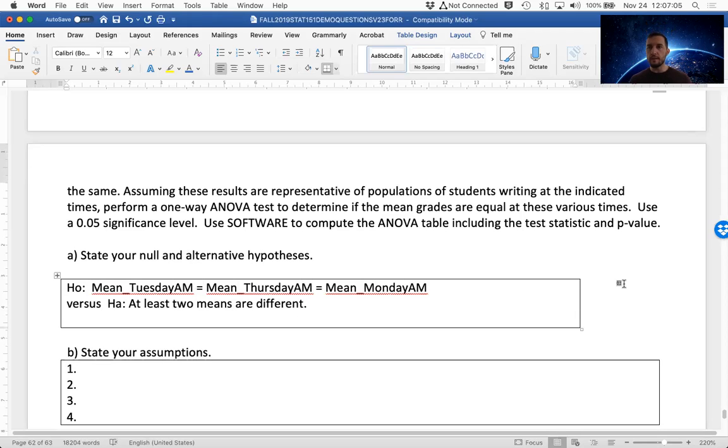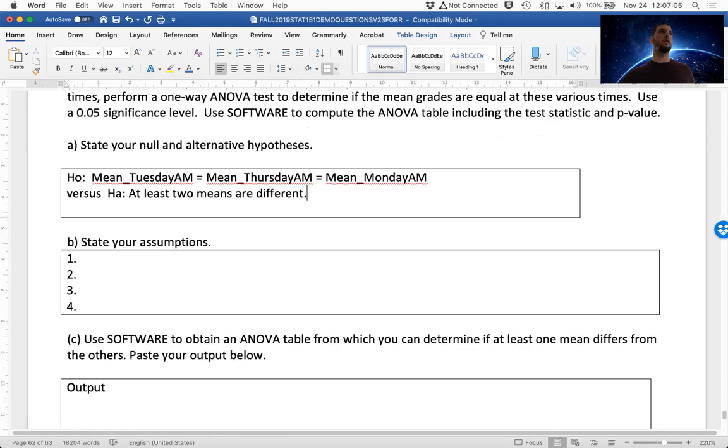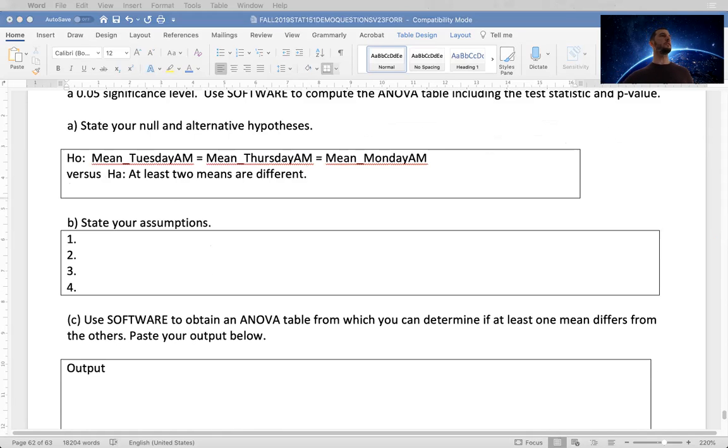Okay, so the ANOVA tests for mean equality versus the alternative that at least 2 of the means are different from each other. So it's not equality versus complete inequality. It's equality versus some pair of means are different. Okay, state the assumptions of said test.